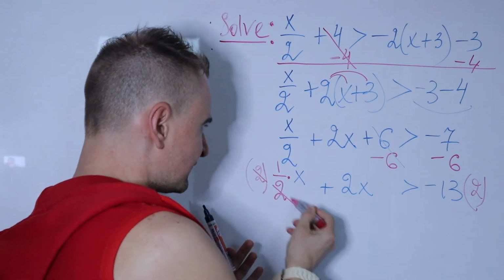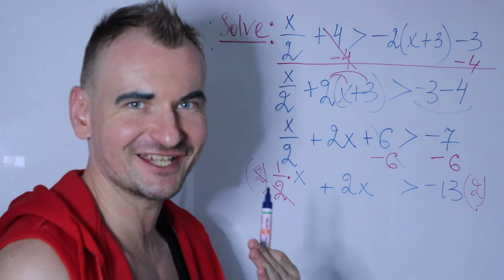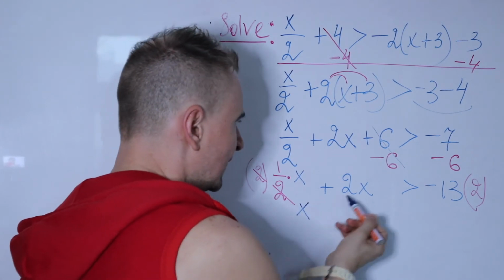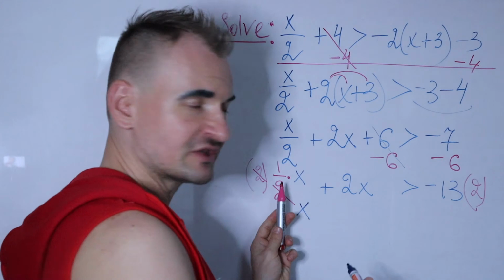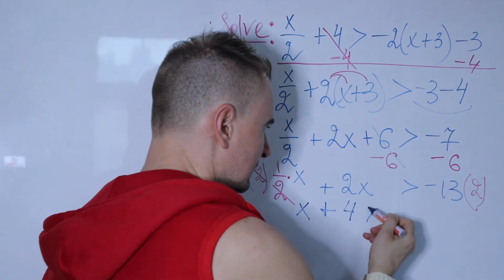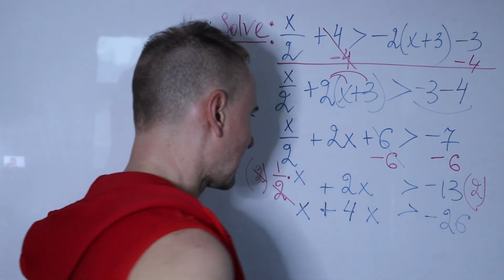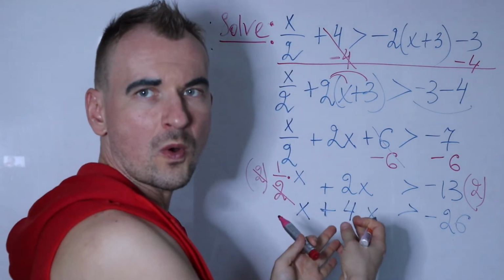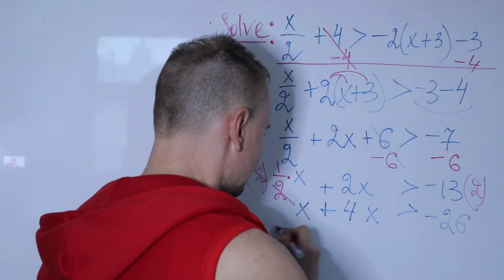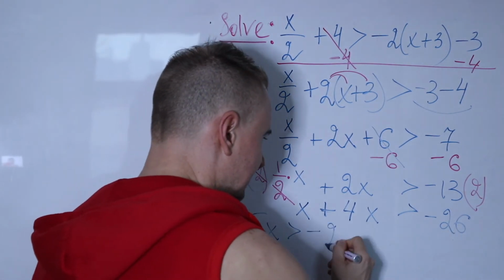So this 2 and 2 go away, that's why we multiplied by 2, and you end up with just x over here. Don't forget to multiply the 2x by 2, so it becomes 4x, greater than negative 26. These two terms need to be combined. It becomes just 5x, and you still rewrite it as this.